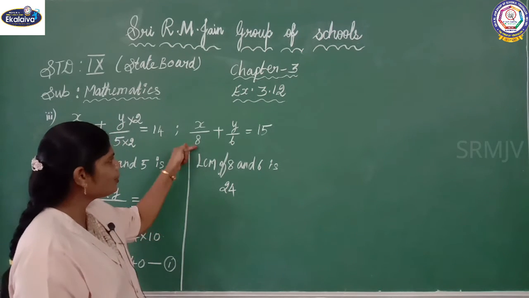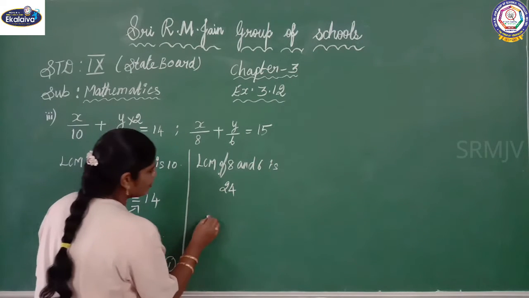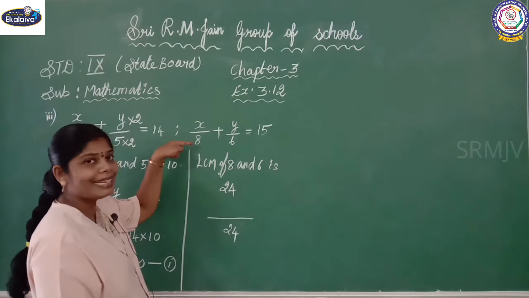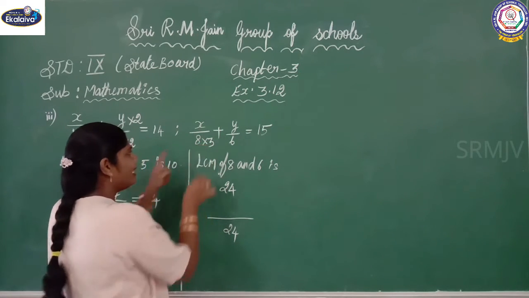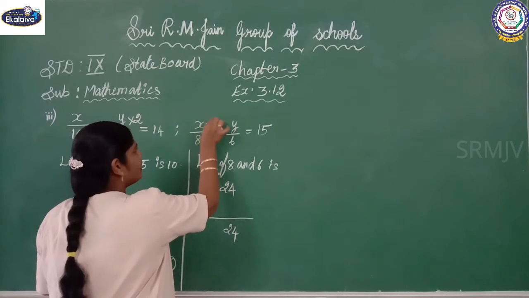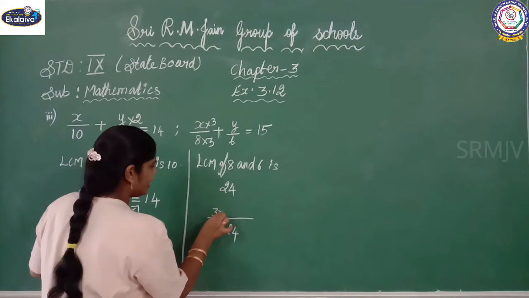Okay. Now I am going to make the denominator as 24. So the common denominator is 24. See the first term. Here the denominator is 8. 8 into 3, 8 3s are 24. The same number you multiply with the numerator. So 3 into x you will get 3x.